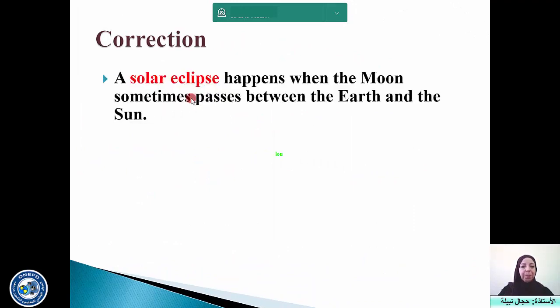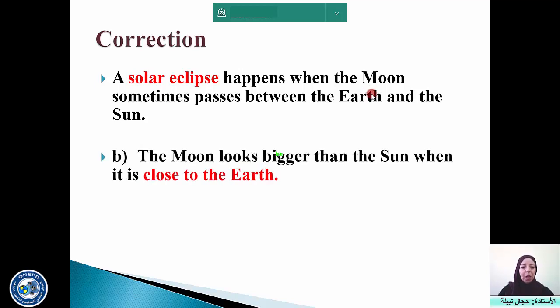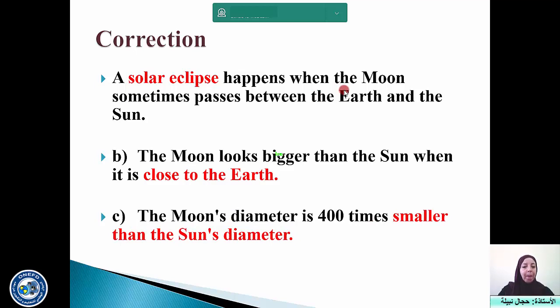Let's correct. Sentence A. A solar eclipse happens when the moon sometimes passes between the Earth and the Sun. Okay, it's not a lunar eclipse, it's the solar eclipse. Second one, the moon looks bigger than the Sun when it is close to the Earth. All right. The next one, the moon's diameter is 400 times smaller than the Sun's diameter. I hope you got the correct answer.